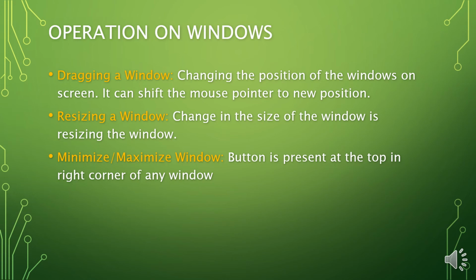The last operation is minimizing or maximizing the window. We can minimize, maximize or close a window by pressing the minimize, maximize or close button, which is present at the top right corner of the title bar.